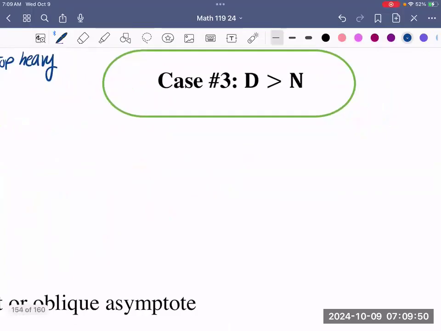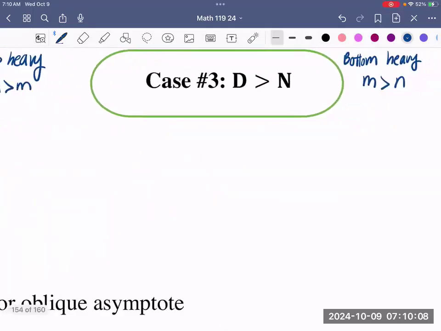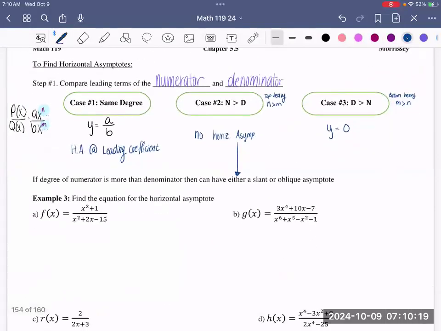Now in case 3, the degree of your denominator is greater than your numerator. So it's bottom heavy. So that means m is greater than n. Then we will have a horizontal asymptote at y is equal to 0. So those are your three cases.